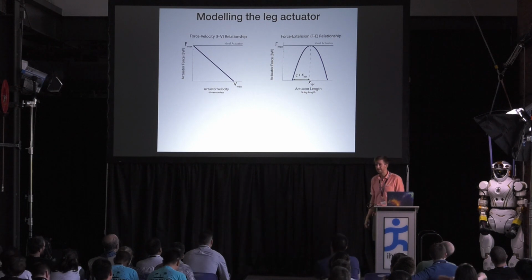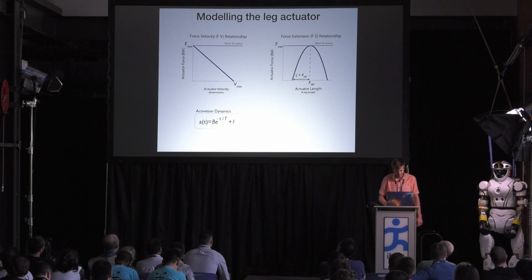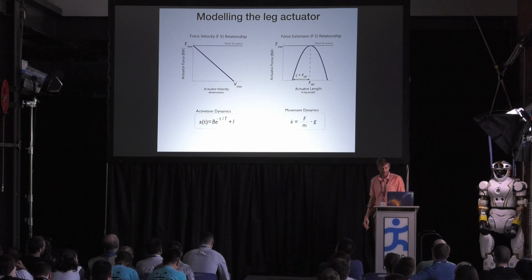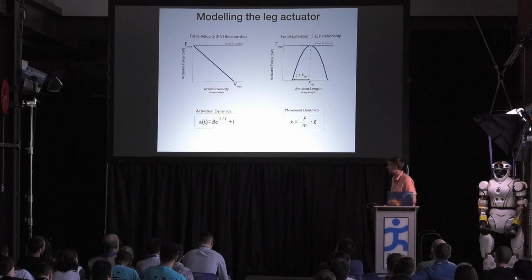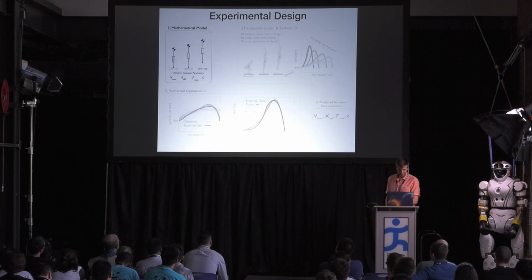These actuator properties are modeled from known muscle mechanical characteristics. In our model, we consider simple activation dynamics, and we couple this with the movement dynamics of a point mass working against gravity. And so what we get is a differential equation that has 4 unknowns, and it predicts jump height as well as ground reaction forces. So we have our model, and we have our 4 unknown parameters.